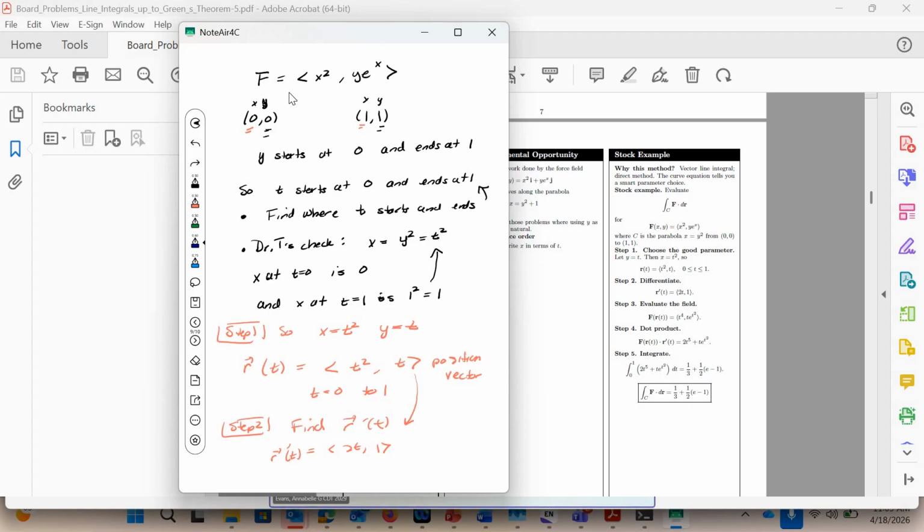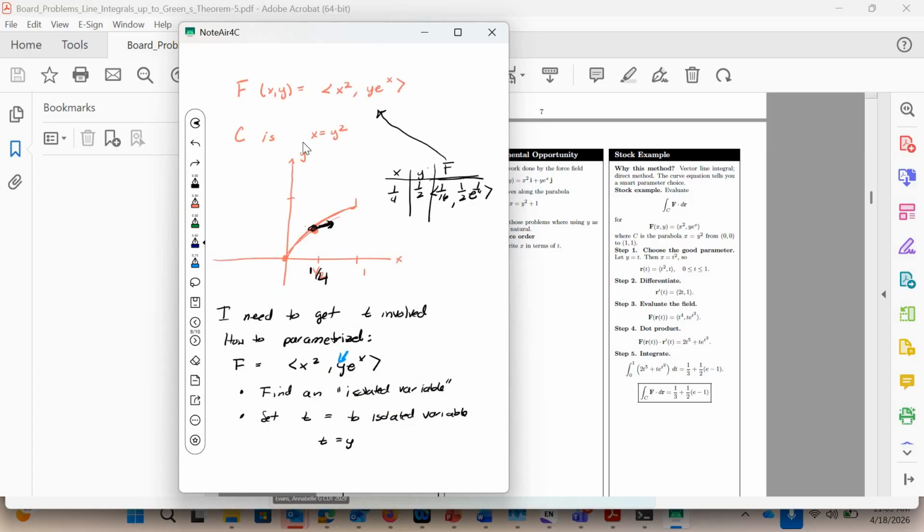That would be the difference. Once I have that parameterization, since x is y squared, then x is t squared. Since y is t, y is just t. So my position vector is x is t squared, y is t, and my t runs from 0 to 1. And why you need to do that is our techniques are not like that. You need to parameterize to be able to actually compute the total accumulation.